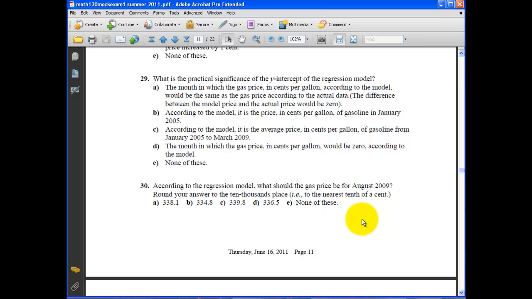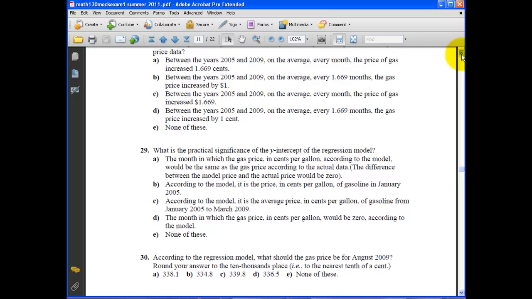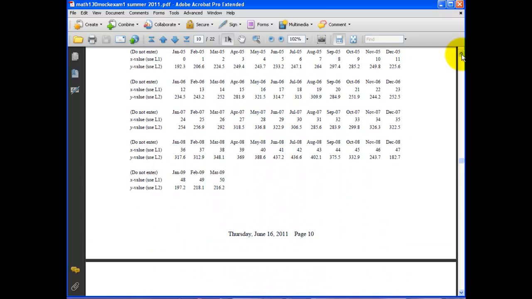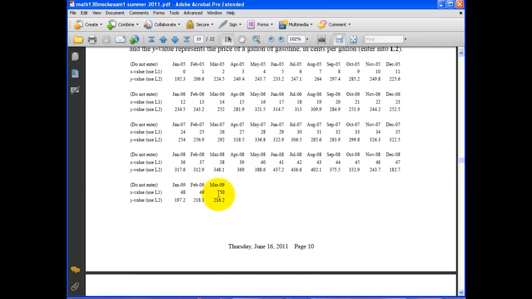Now, number 30 says, according to the regression model, what should the gas price be for August of 2009? Round your answer to the 10,000th place, i.e. to the nearest tenth of a cent. Okay, well, let's take a look here. You notice that the data stops at x is 50, which represents March of 2009. Now, August is 5 months after March. So the x value that would correspond to August of 2009 would be x equals 55.